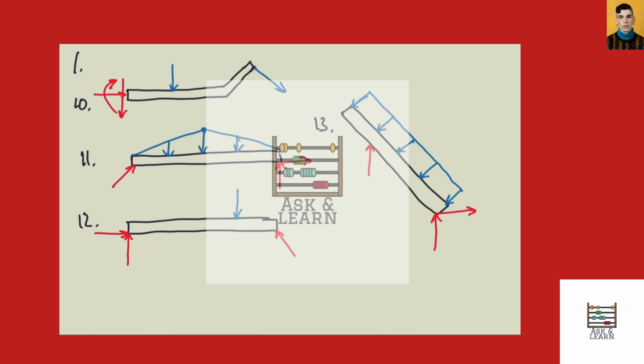In problem 12, we have another beam with a roller on an incline here and a pin joint here and an external load here. So that's all there is for that problem.